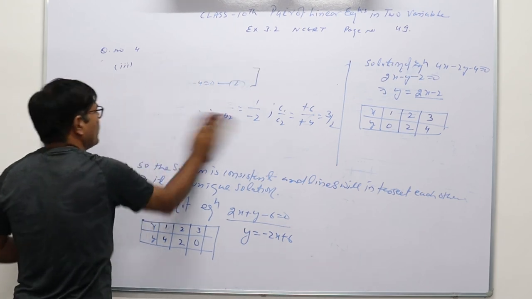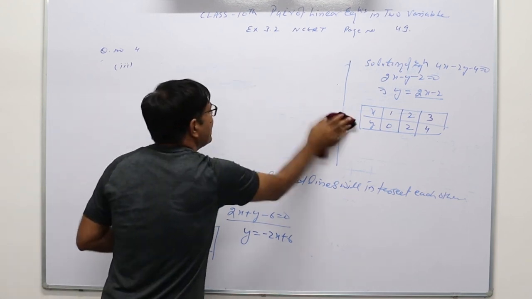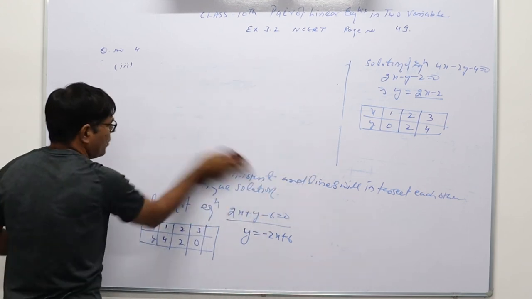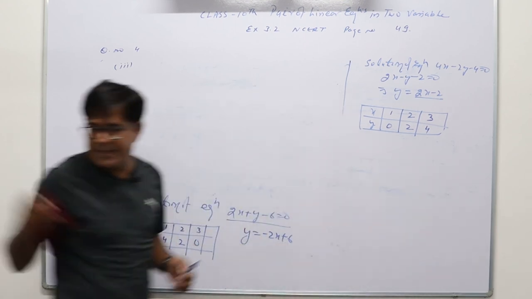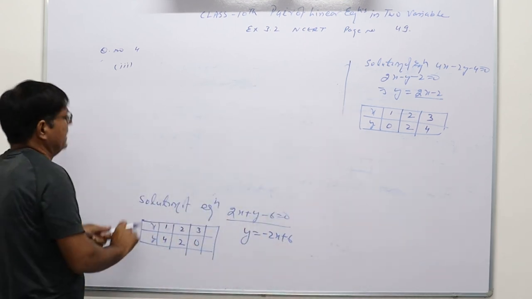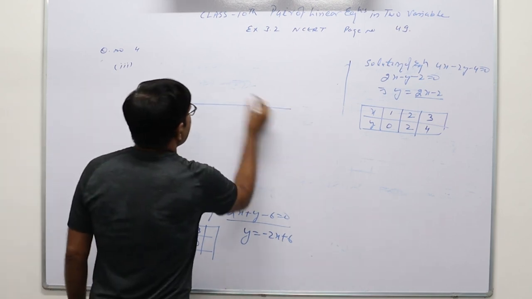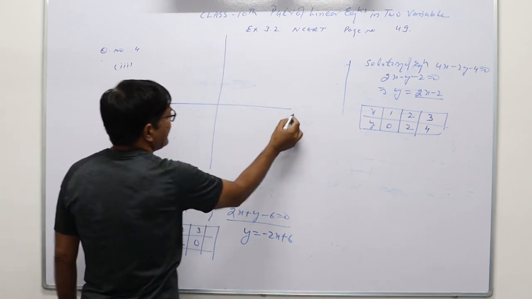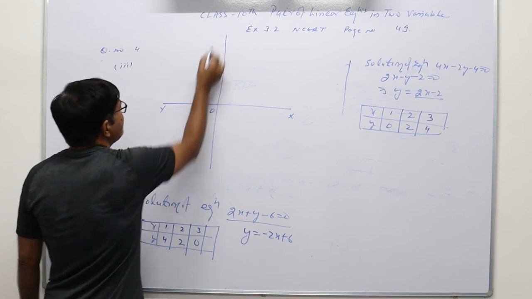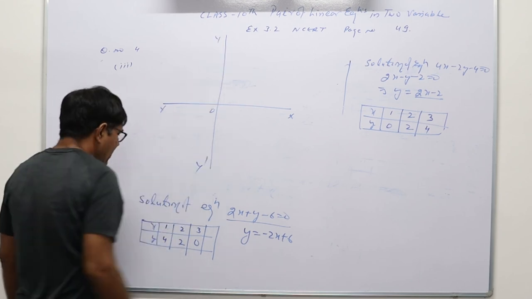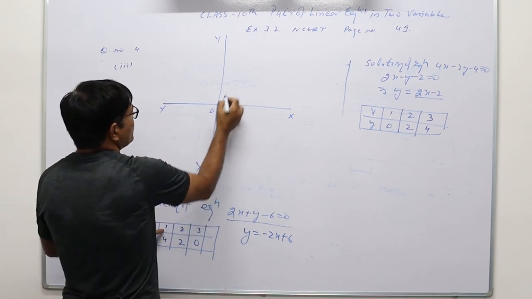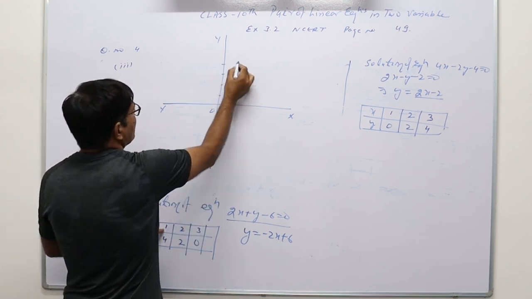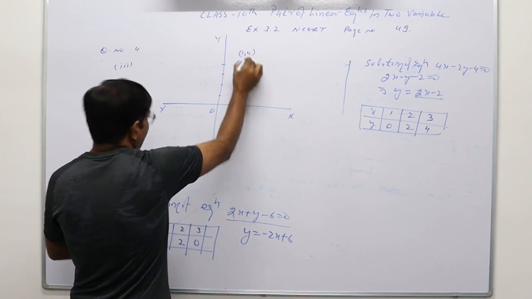To draw the graph on graph paper, first draw two mutually perpendicular lines, one is the x-axis and another is the y-axis. So let this one be the x-axis and this one be the y-axis. Now for the first equation, when x is equal to 1, then y is equal to 4. So 1, 2, 3, 4, this is 1, 4, the first point.